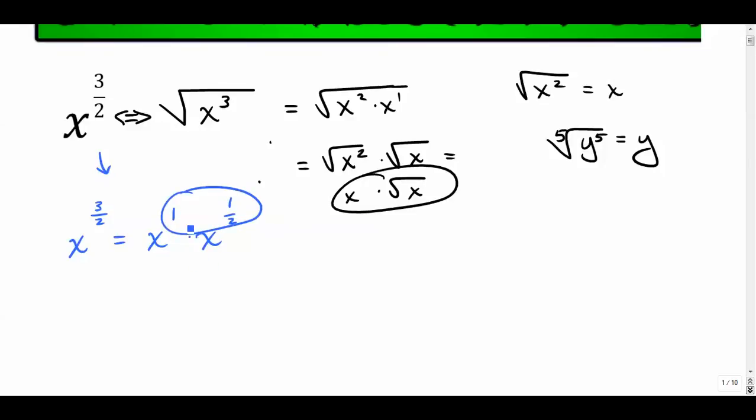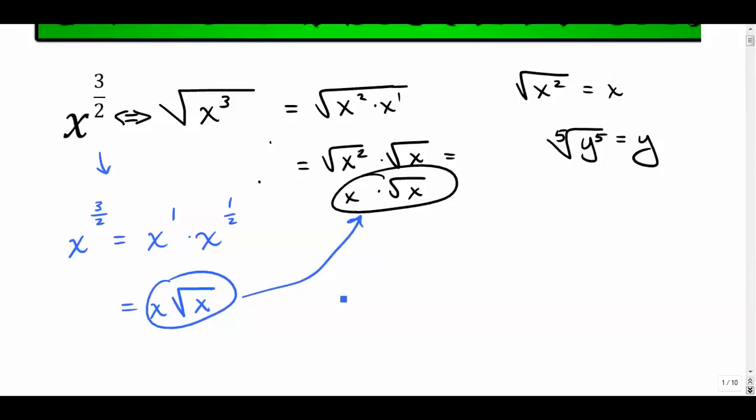1 plus a half is 3 over 2. So now I have x to the first times x to the 1/2 power. Well, x to the 1/2 power is the square root of x. So you see that those answers match up.